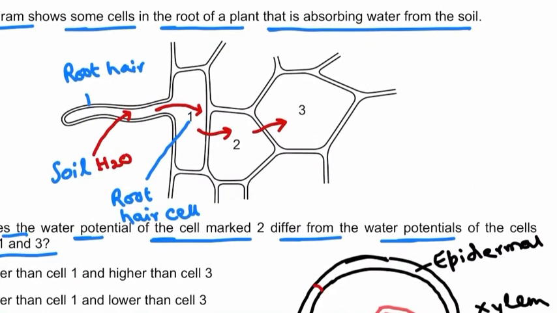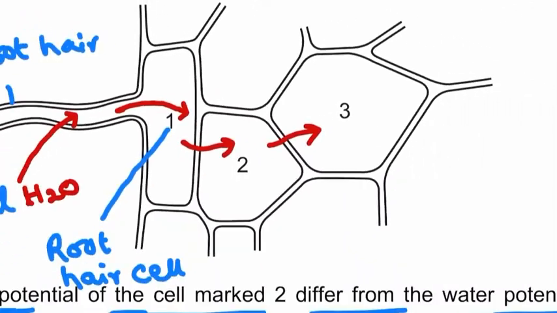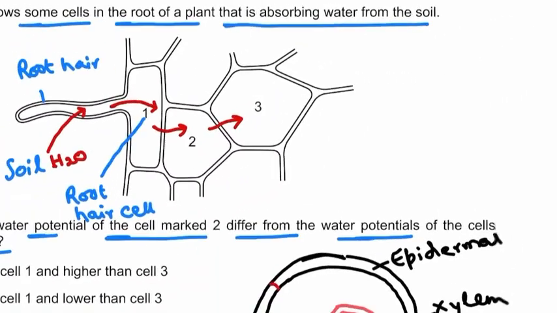So guys, as we all know, water is traveling from cell 1 to cell 2 and from cell 2 to cell 3. It means that, if we talk about water potentials, the water potential of cell 1 is greater than the water potential of cell 2, which is greater than the water potential of cell 3, because water is moving from 1 to 2 to 3. So water always flows from higher water potential to lower water potential.